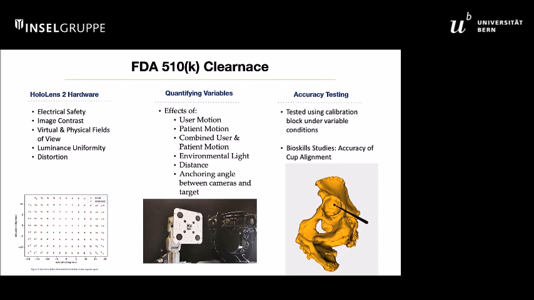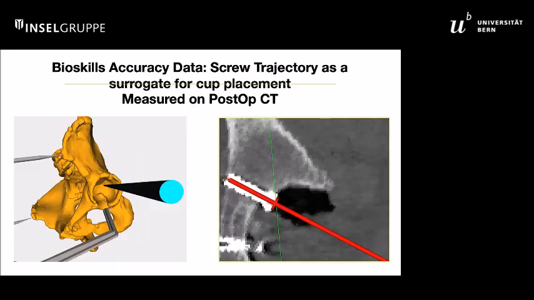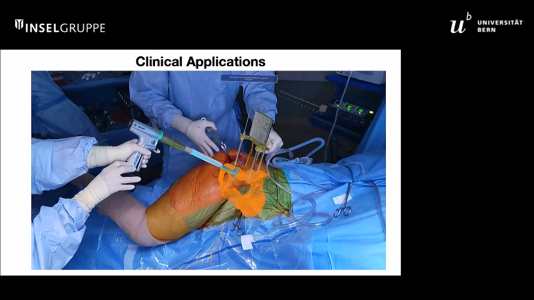And then, of course, you have to do accuracy studies, which in this case was in cadavers and in calibration setups as well. This just shows we use screw placement as a surrogate for cup orientation, so we'd place lots of screws into bioskill specimens and then do CT measurements afterwards and measure the comparison between what we aimed for and what we got. And that's how the basic regulatory work was done.